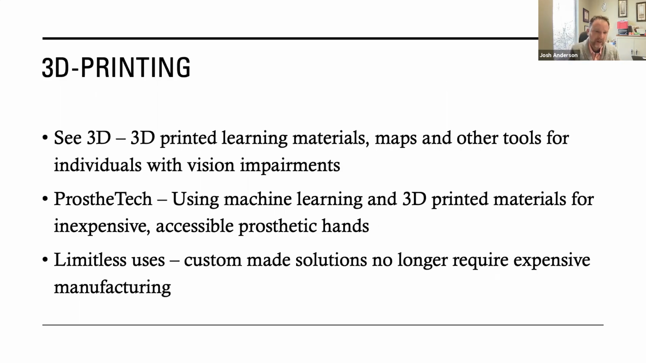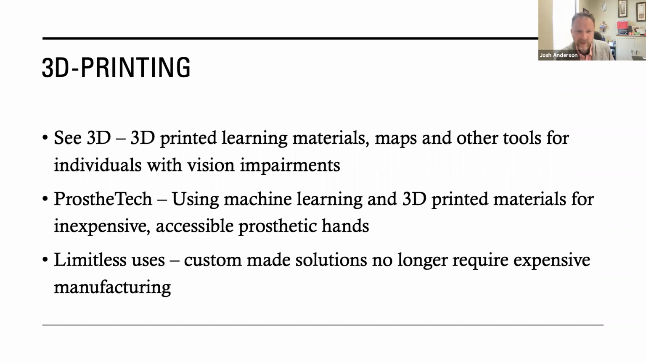Just a few more: 3D printing. Just because manufacturing is expensive, 3D printing's not very expensive, especially now. It's much cheaper. Can really change things. There's a company called C3D. They make 3D printed materials, maps, and other tools for individuals with vision impairments. I always use the example, try to explain a Golgi apparatus to somebody who has no usable vision. I can't even remember what a Golgi apparatus looks like, but I bet if I could feel it, maybe that would help.